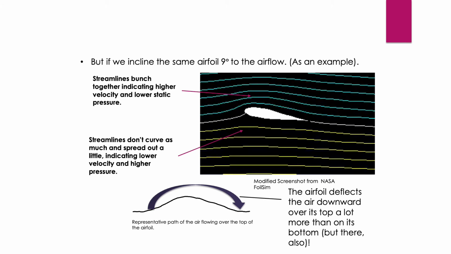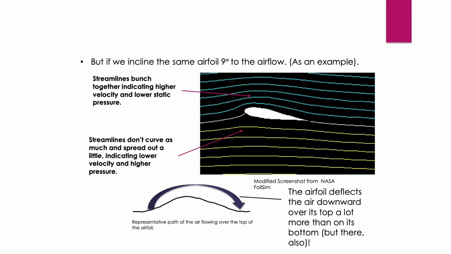But if we take that symmetrical airfoil and incline it to the airflow, and this picture is showing about a 9-degree incline, then the streamlines bunch together at the top, and push away a little bit at the bottom, they kind of expand a little bit. But if you look at what that's telling you, you're getting a much higher velocity over the top of the airfoil and a lower static pressure, and with the expansion down below, you're actually getting a little high pressure area below the airfoil, which means the air is actually slowing down a little bit.